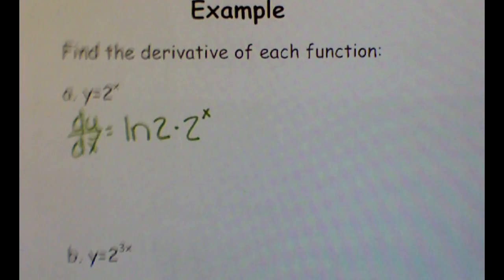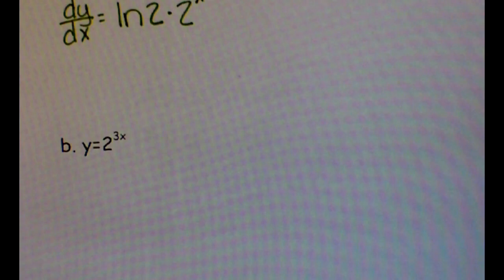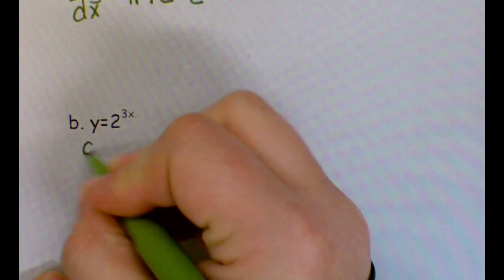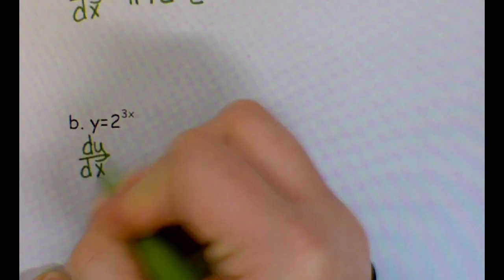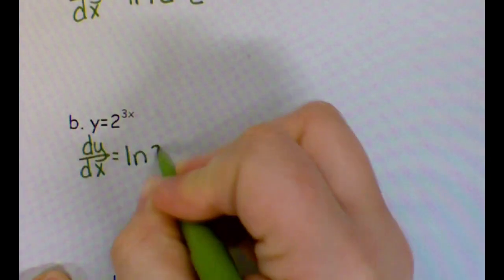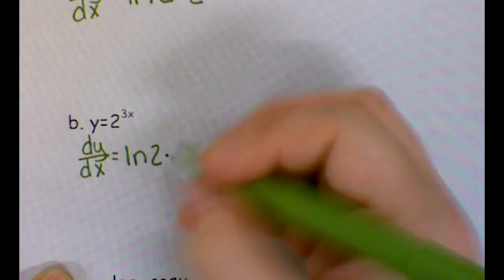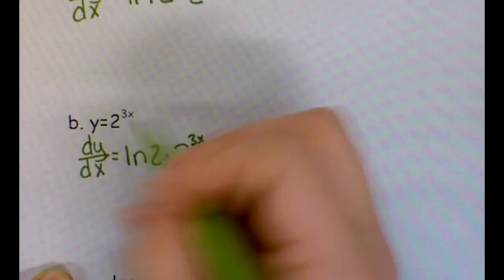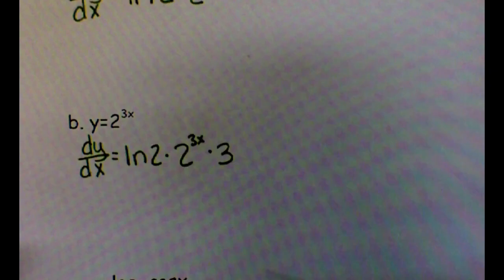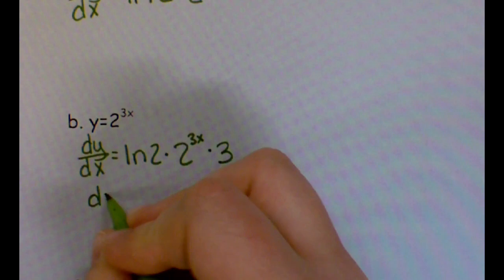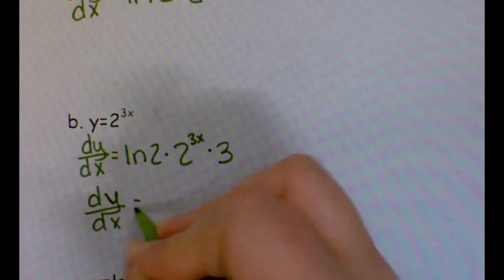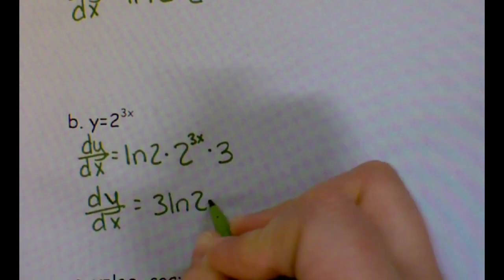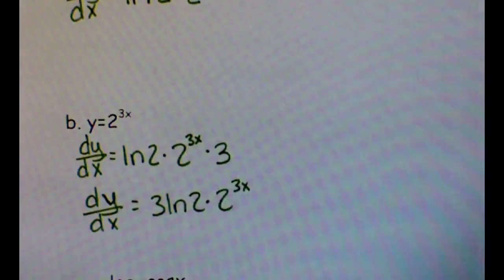So there's our answer. Y equals 2 to the 3x power. To find our derivative, we take natural log of the base times base to the power times derivative of the power, which is just 3. To clean that up just a little bit, dy/dx is 3 natural log of 2 times 2 to the 3x power.